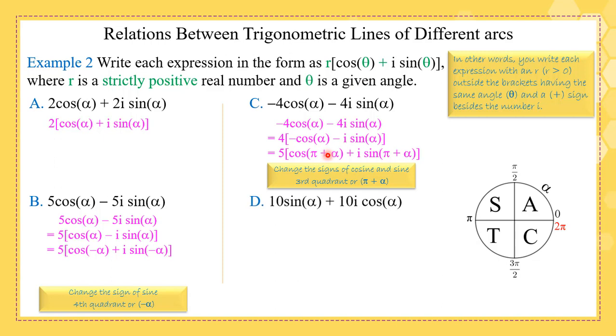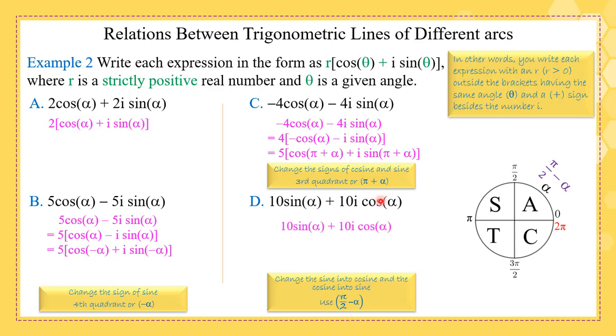One more application, in this case, pay attention here. Here we have a sine which should be translated into cosine, and a cosine which should be translated into a sine. So here we try to use pi over 2 minus alpha. Always use pi over 2 minus alpha. Now, we change the sine into a cosine and the cosine into a sine by using pi over 2 minus alpha. So if we take 10 in common, we get sine alpha plus I cosine alpha.